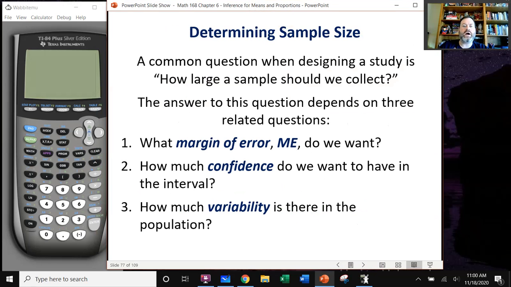So a common question when designing a study is how large a sample should we collect? Well, this is very similar to the problem we saw in section 6.1. What sort of margin of error do we want? How much confidence do we want to have? And how much variability is there in the population?